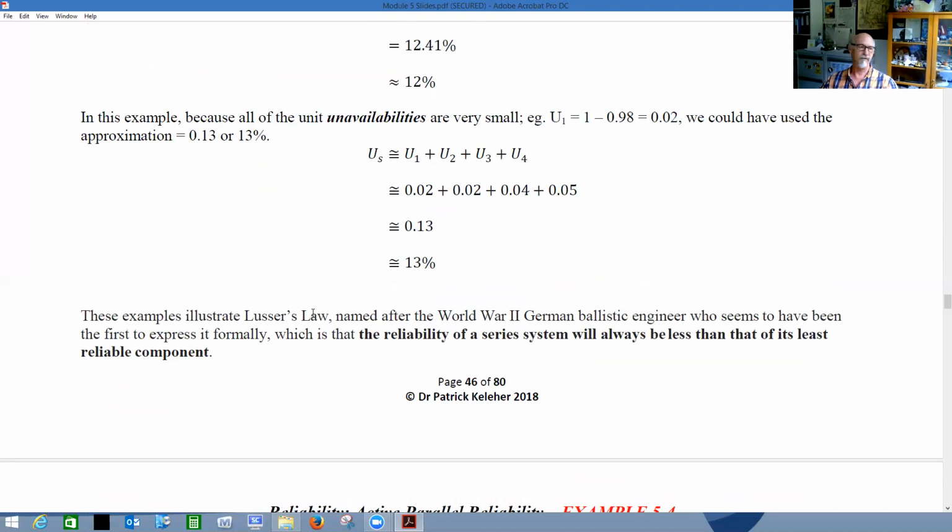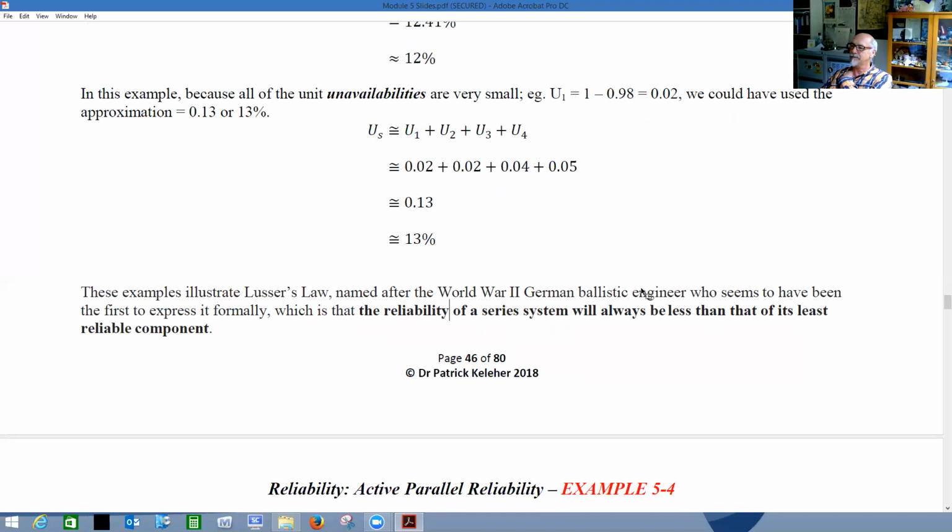This comes from a guy called Lusser. Lusser's law was named after the World War II German ballistic engineer who seems to have been the first to express it formally, which is that the reliability of a series system will always be less than that of its least reliable component. Common sense in lots of ways, but mathematically it's been shown to be true.